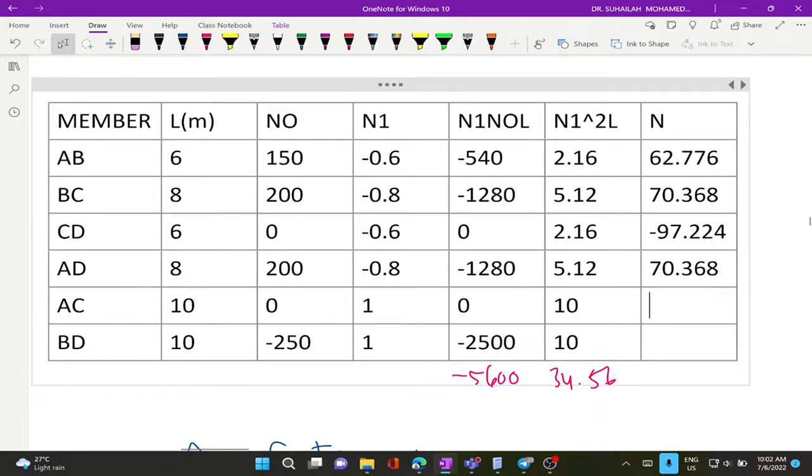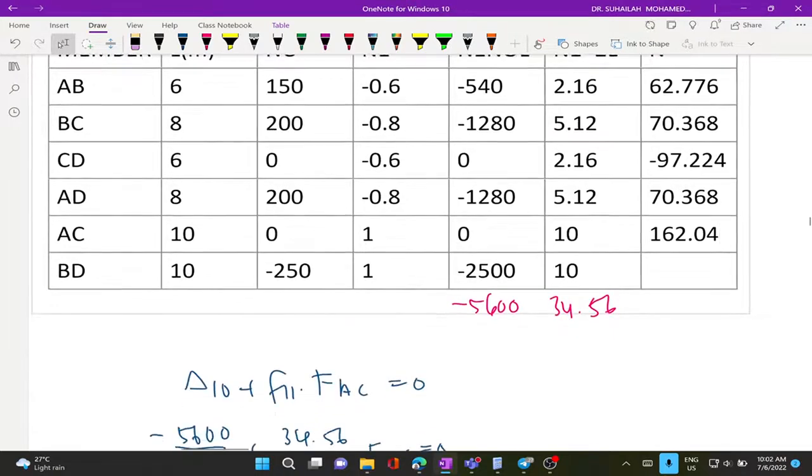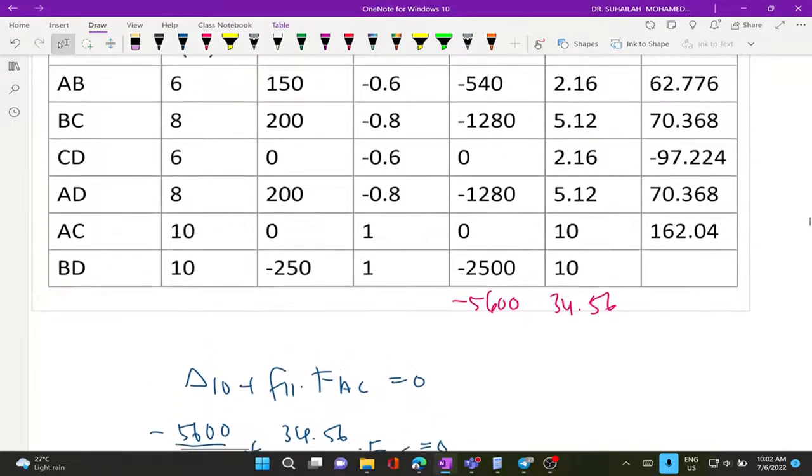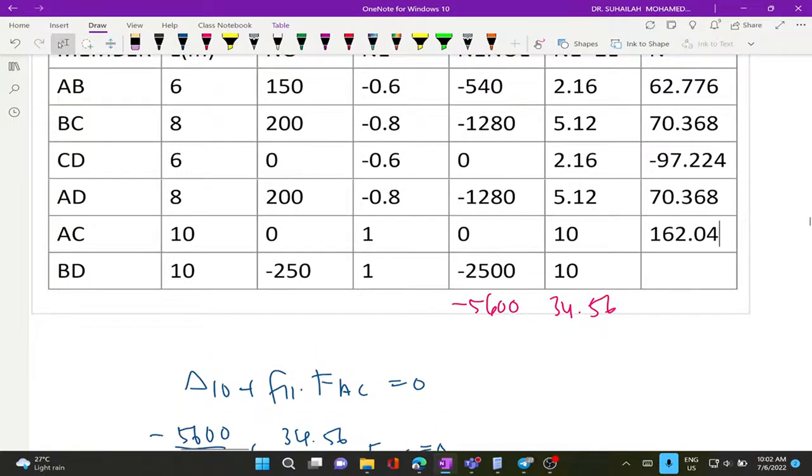And then for the redundant member AC, it is 162.04. And the last value, BD, is 162.04 times 1 minus 250. It is negative 87.96.